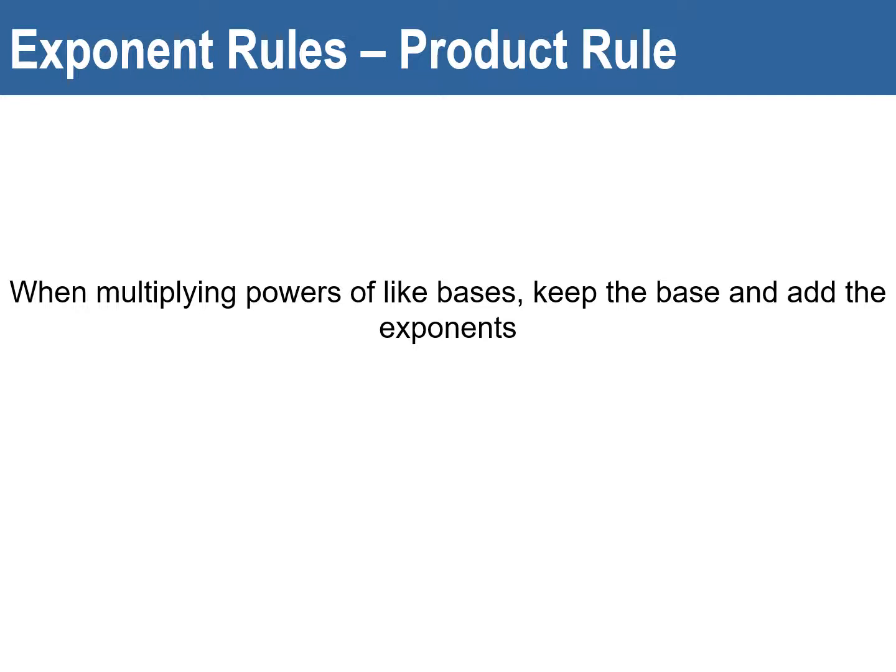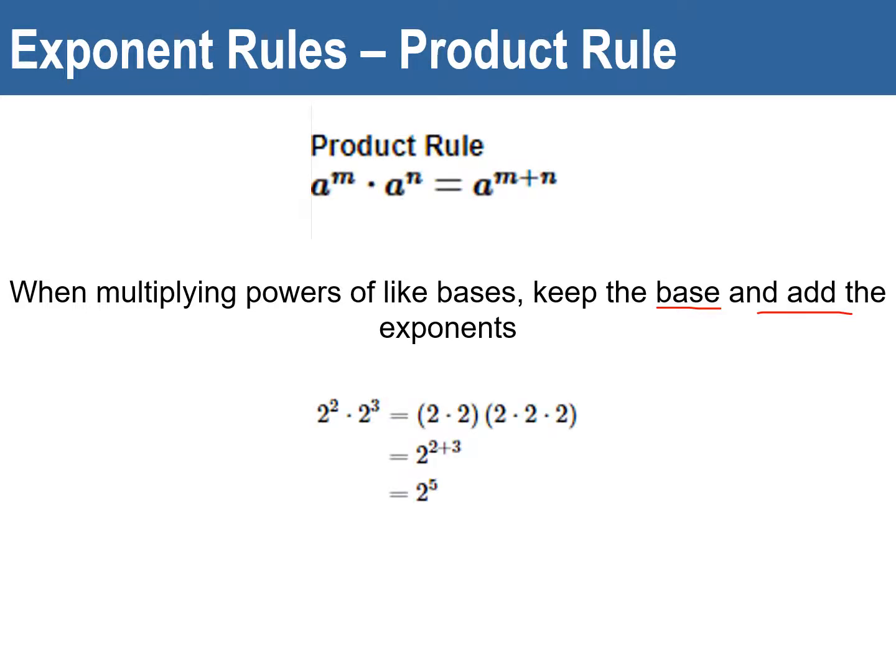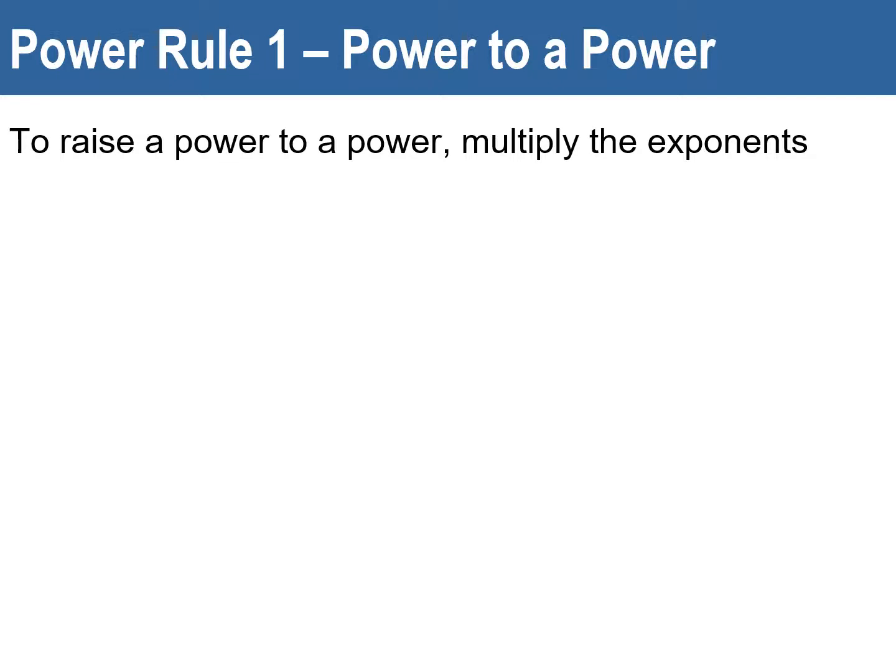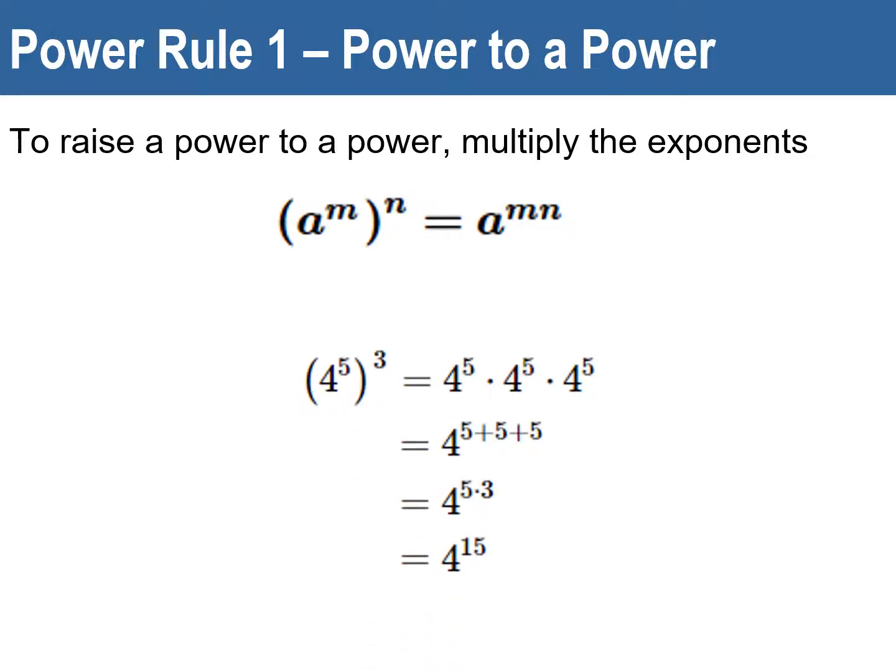Remember, when multiplying powers of like bases, keep the base, add the exponents. So when you have something like 2 squared times 2 cubed, you can go straight to 2 to the 2 plus 3, which is 2 to the 5th. Remember, power rule 1, when you raise a power to a power, you multiply the exponents. So when you have 4 to the 5th to the 3rd, you can go straight to 4 to the 5 times 3, or 4 to the 15th.